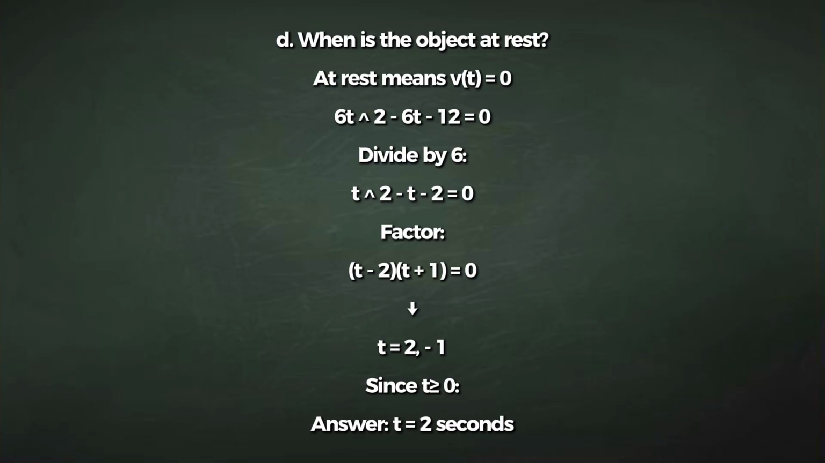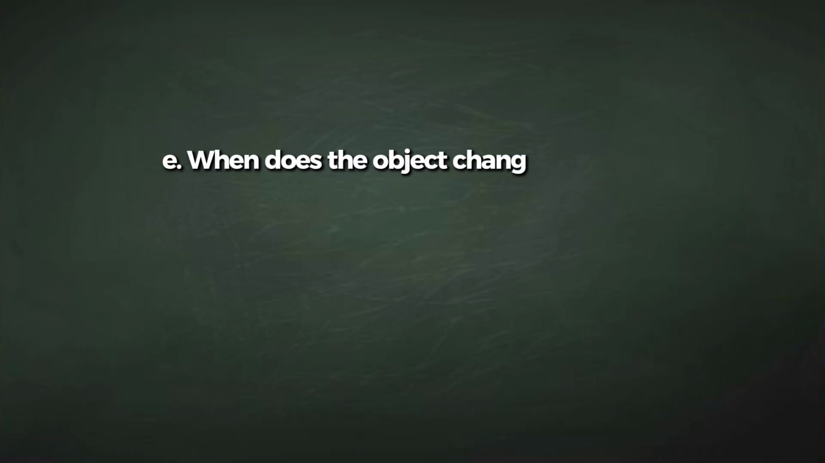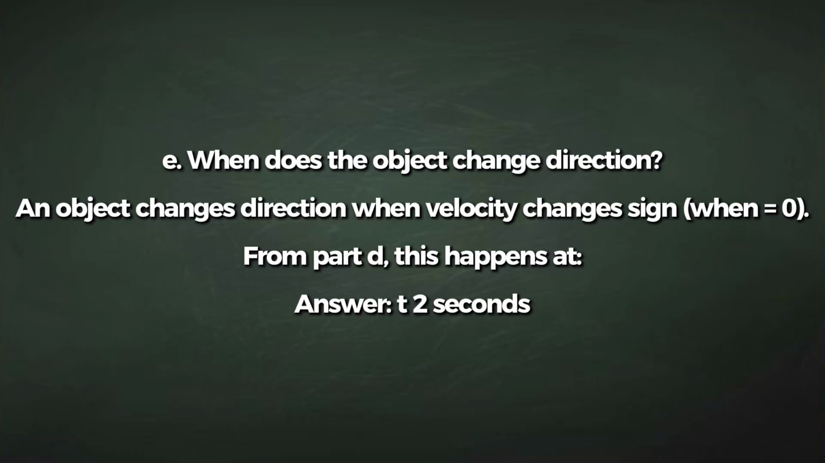Since the value of our t is greater than or equal to 0, the answer is 2. When the object is at rest, it is at 2 seconds. For letter E, well then, when does the object change directions? The answer to that is this. An object changes its direction when its velocity changes signs. So, just like what we solved earlier from part D, the object changes direction at 2 seconds.